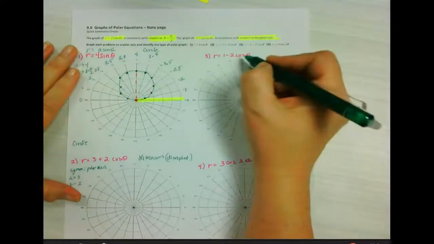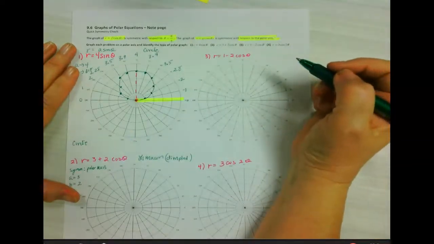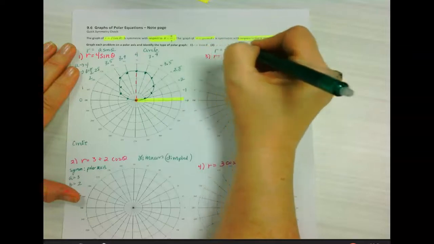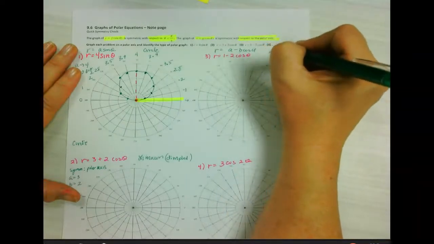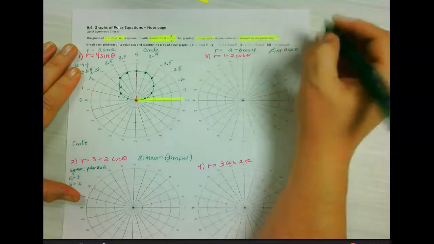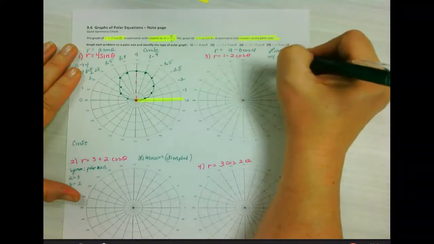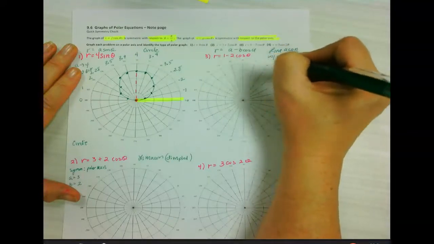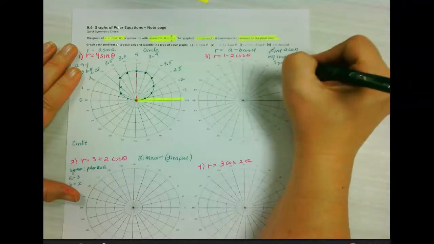Question 3, so we're doing r equals 1 minus 2 cosine theta. So look at your list of equations on your note sheet, and you hopefully see that this is r equals a minus b cosine theta. It is a limacon with an inner loop, and its symmetry is polar axis.